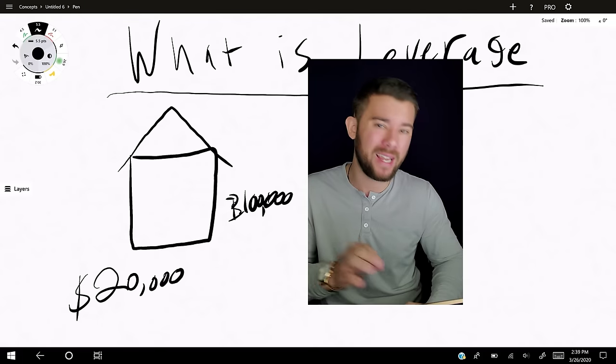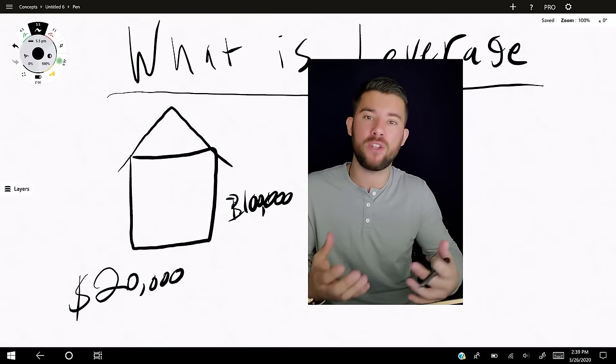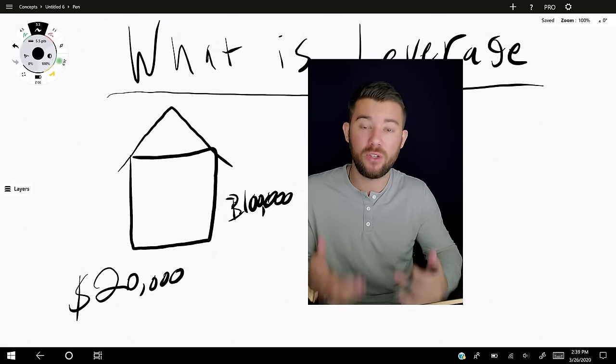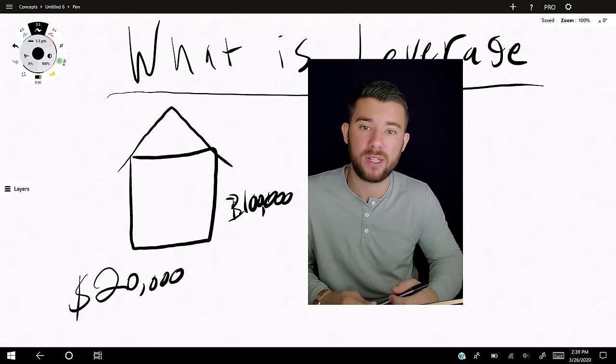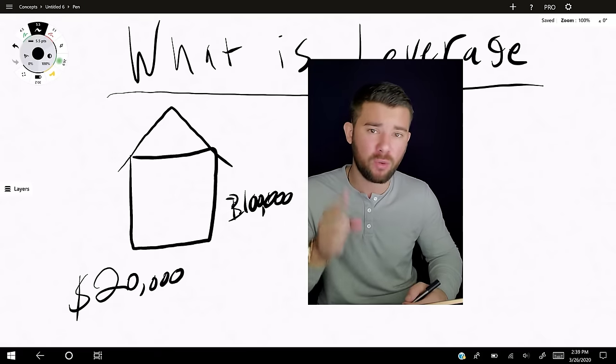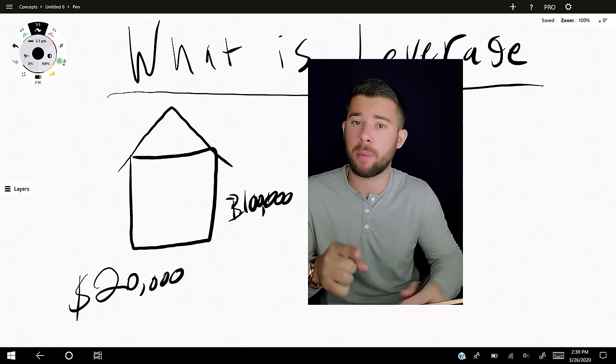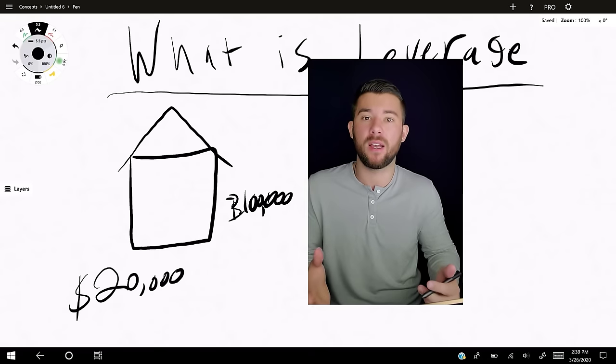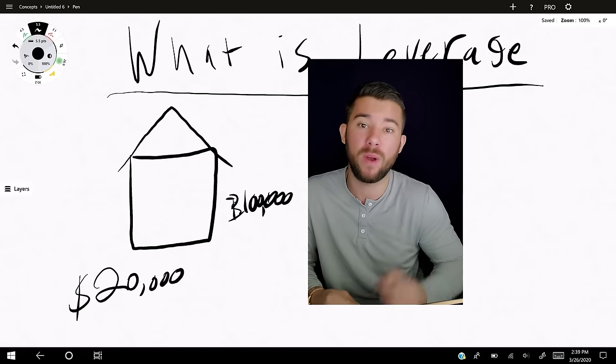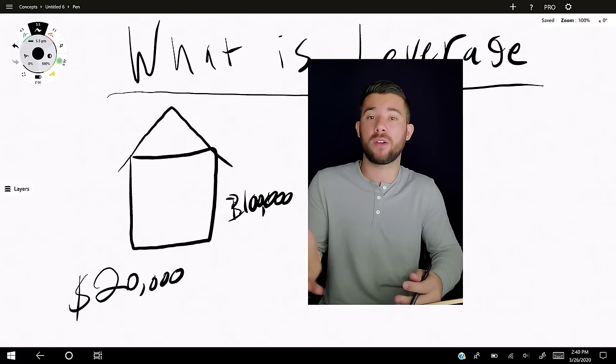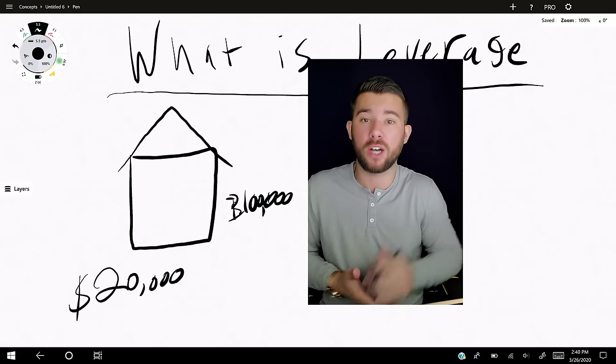You don't have to make any payments on this property, but when you decide to sell it, you still owe us $100,000. So that means if the market crashes and this property drops like crazy, you still owe us $100,000 whenever you decide to sell. And if the housing market goes up, vice versa, you still owe us $100,000.